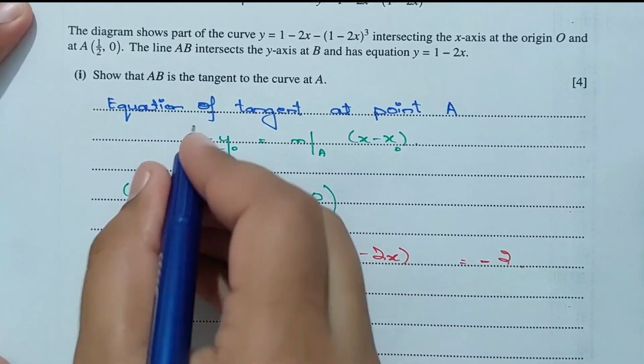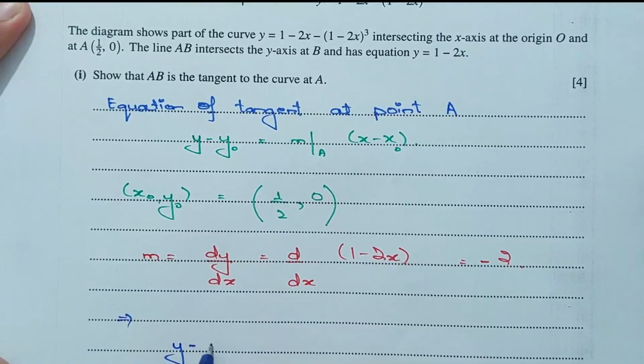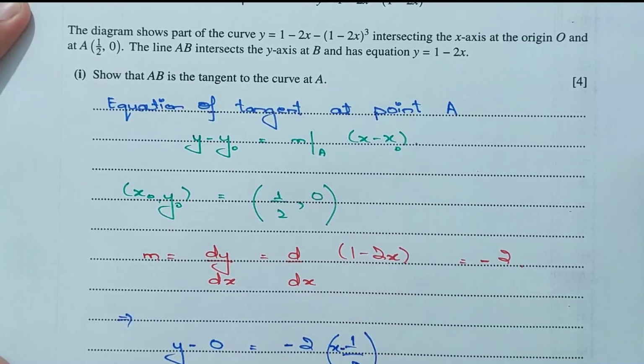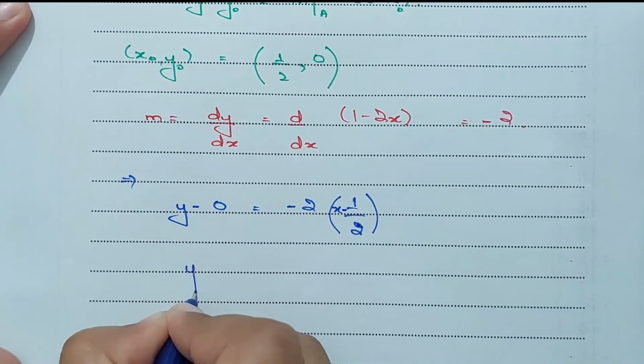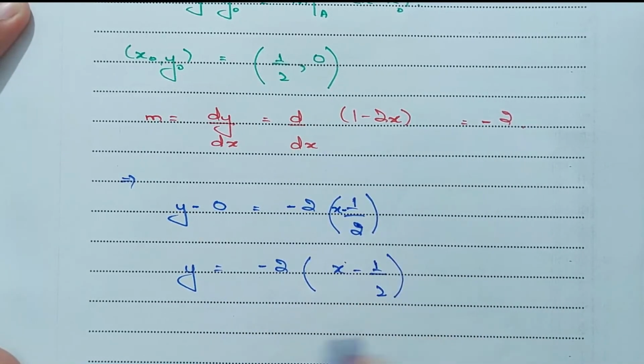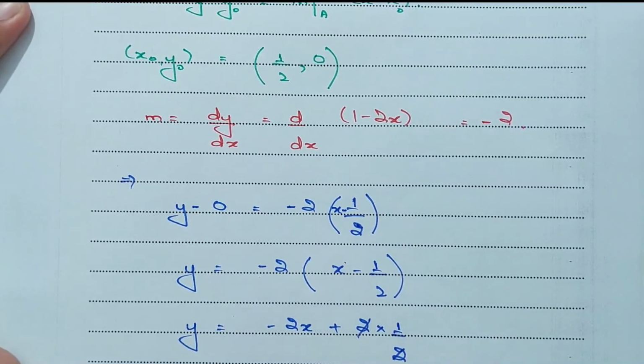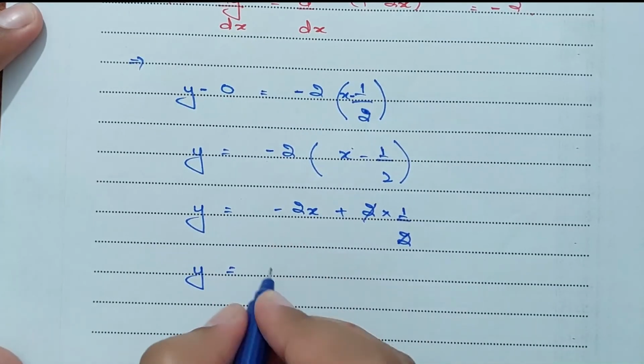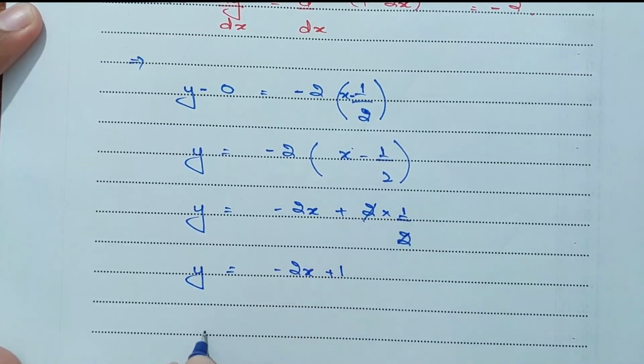Let me plug into the equation of tangent. We have y minus y naught, which is 0, equals m, which is negative 2, times x minus x naught, and x naught is 1 by 2. So we have y equals negative 2 into x minus 1 by 2. y equals minus 2x plus 2 into 1 by 2. So 2 is cancelled out with 2. We have y equals negative 2x plus 1, or we can say y equals 1 minus 2x.